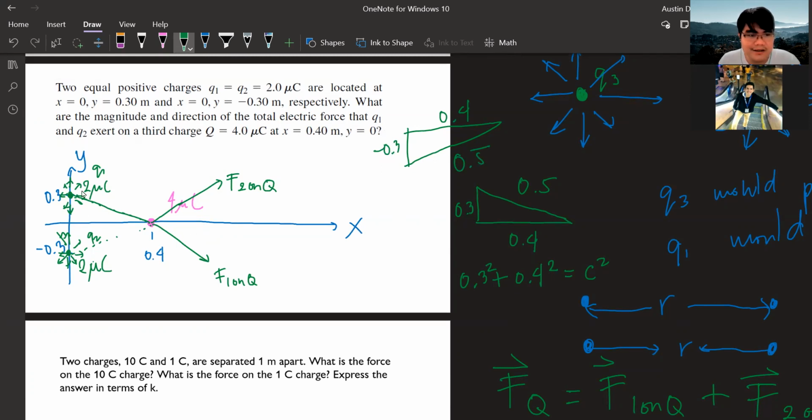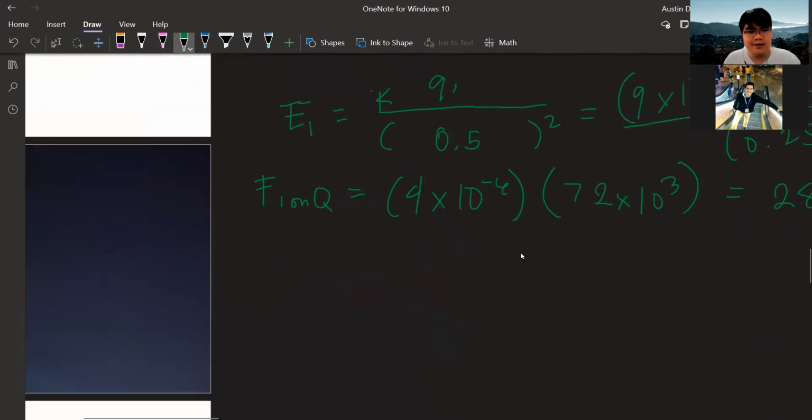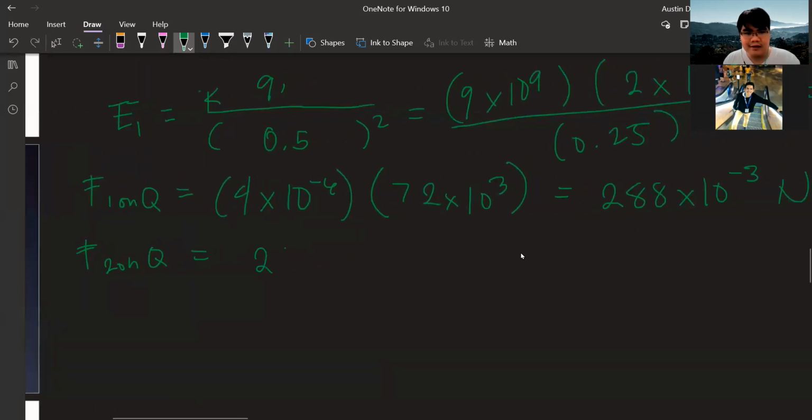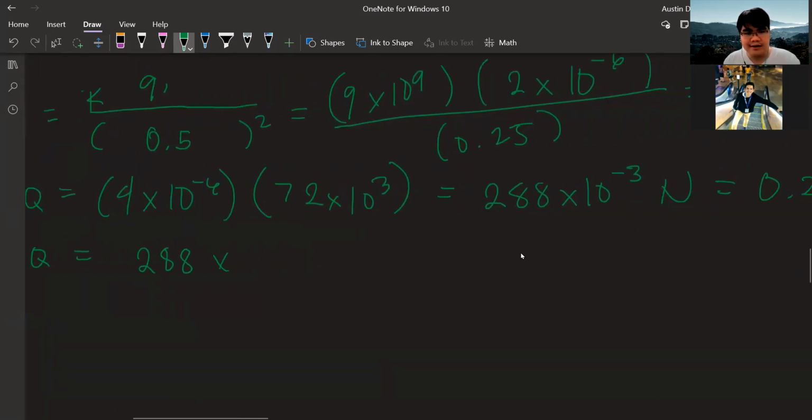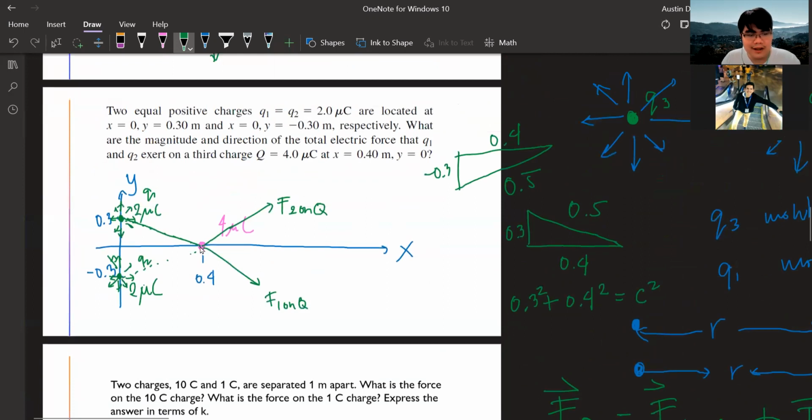Then, the charges are the same, 2 microcoulombs, then 4 microcoulombs, the distance 0.5, same. Therefore, you see that the magnitude is the same without even actually calculating for it. 288 times 10 to the negative 3 newtons or 0.288 newtons. Anong difference sa kanila, di ba? Yung F1 on Q, it's pointing diagonally downward, and the other one, 2 on Q, would be upward diagonal.